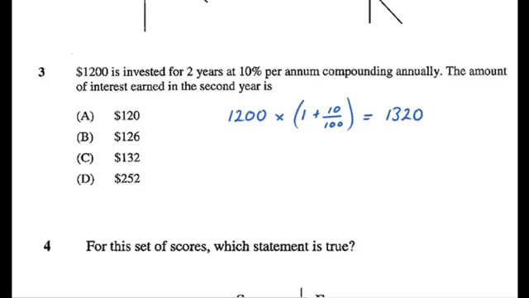and then repeat the calculation with that amount. So 1320 times by 1 plus 10%, that gives you 1452. The difference from the first year to the second year is $132. So our answer is C.